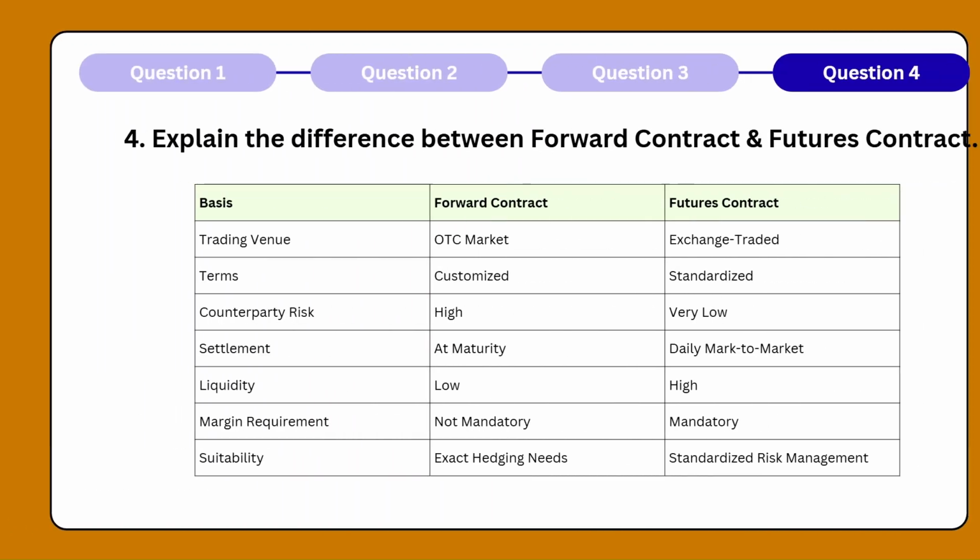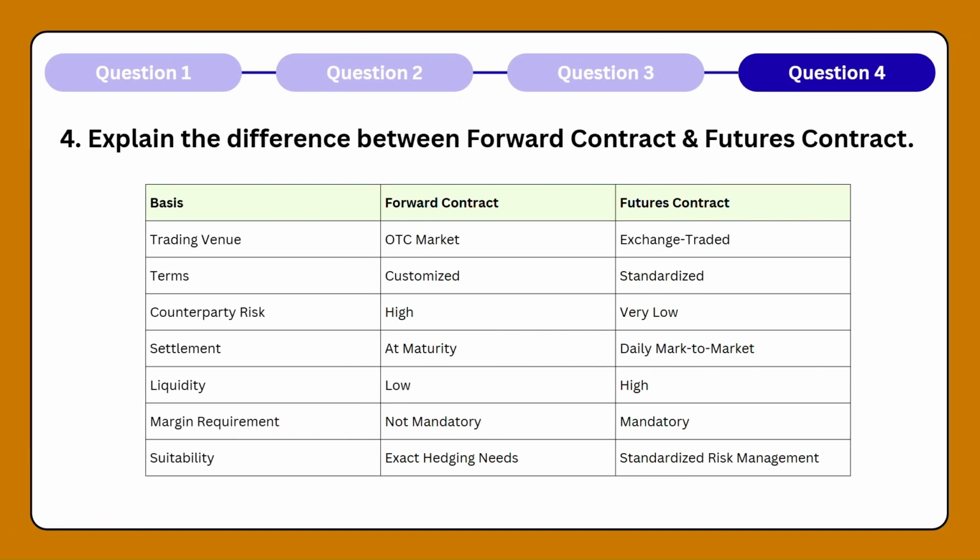Now let's finish with one of the most frequently repeated comparison questions. 4. Explain the difference between forward contract and futures contract. Key differences: trading venue. Forwards are OTC while futures are exchange traded. Terms: forwards are fully customized while futures are standardized. Counterparty risk: high in forwards, negligible in futures due to clearing corporation. Settlement: forwards settle at maturity only while futures have daily mark-to-market.